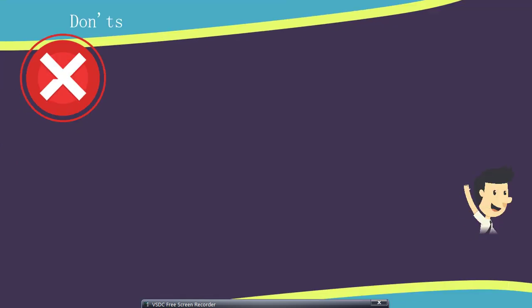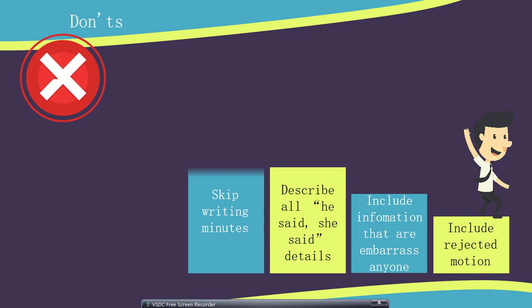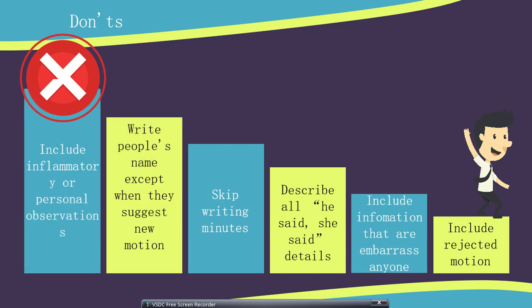Okay, we move on to the don'ts. Firstly, do not include inflammatory or personal suggestions inside the minutes. Personal suggestions should be given during the meeting. Next, do not write people's names except when they suggest a new motion. This also shows that minutes of meeting only include important points.